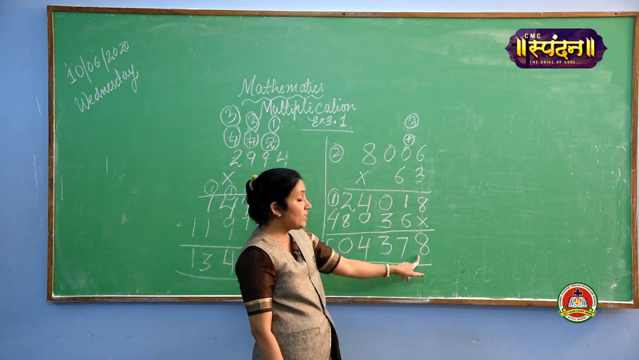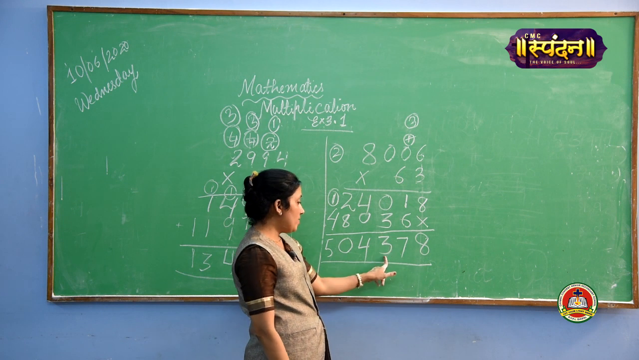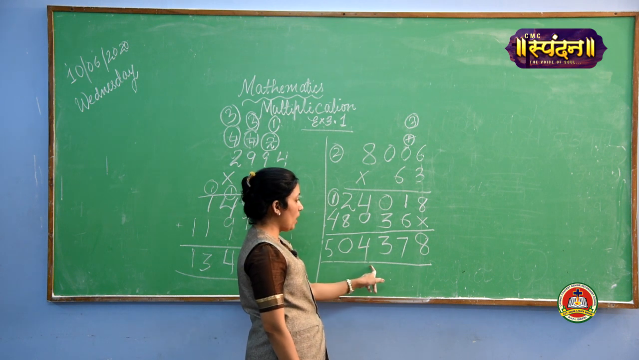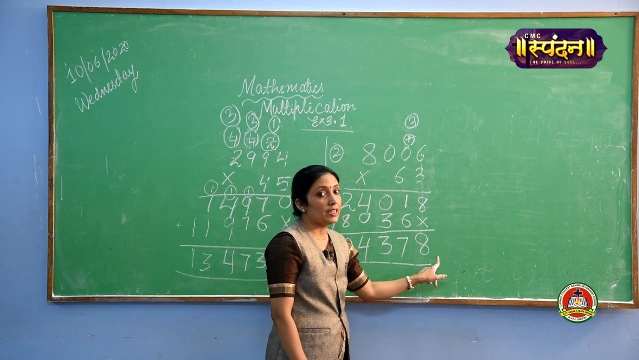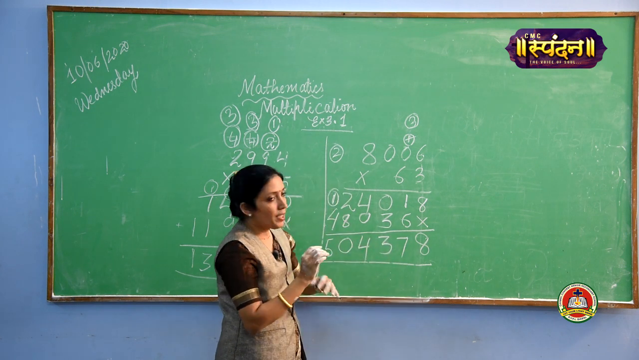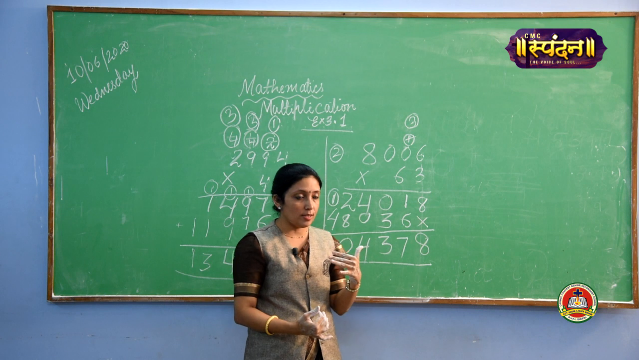What is the number? Ones, tens, 100, 1000, 10,000, lakh, 5 lakh. Here it means 4,370. And a quick recap of your chapter 1 also. Okay, let's recheck your answers.